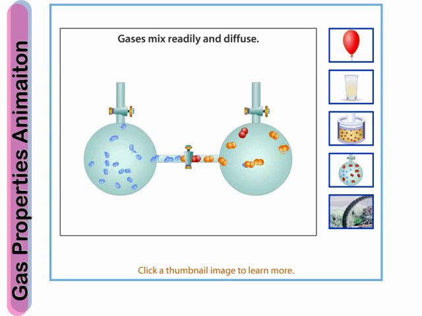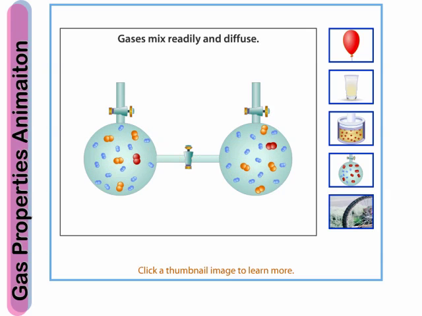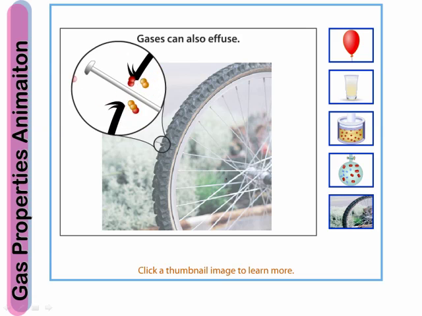Gases mix readily by diffusion. We don't have to stir or shake them to make them mix. Gases can escape containers through tiny holes in a process called effusion. This occurs when a bicycle tire is punctured. Okay, so we have two more properties to talk about.